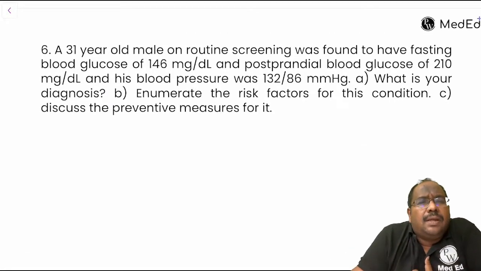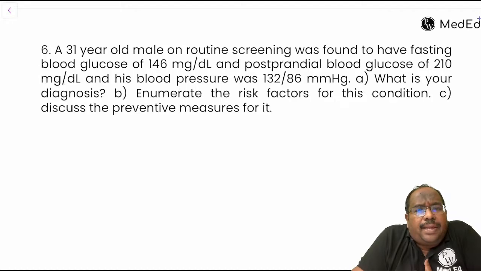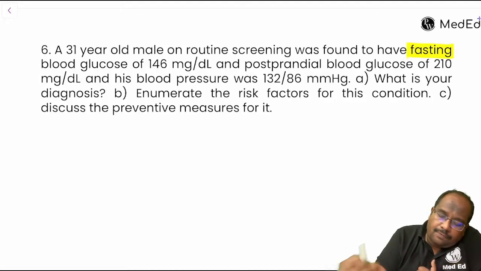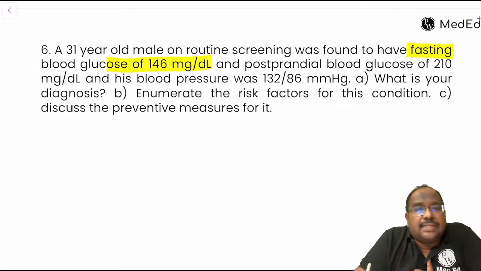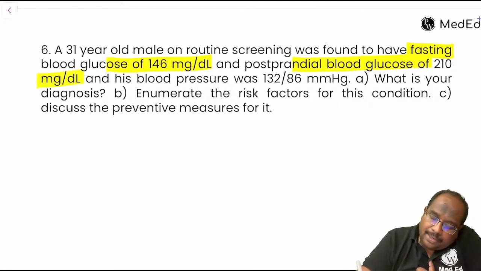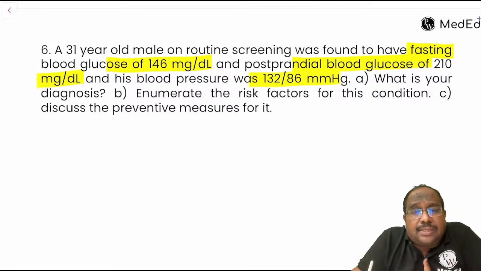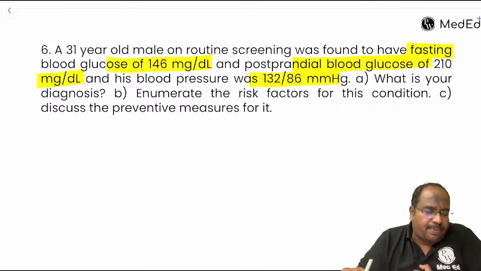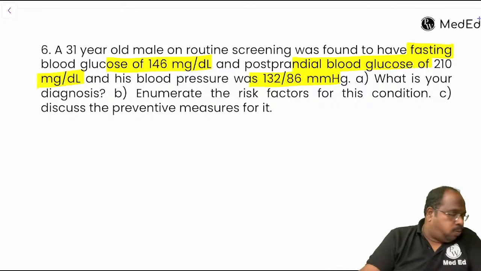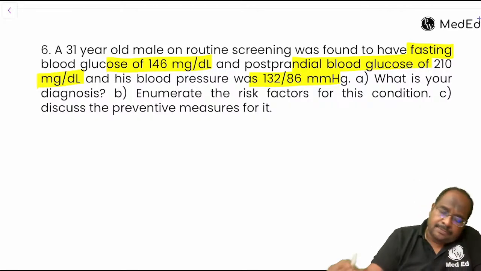A 38-year-old male on routine screening was found to have a fasting blood sugar of 146, a postprandial blood sugar of 210, and a blood pressure of 136/86. What is your diagnosis? Enumerate the risk factors for this condition and discuss the preventive measures. Can you tell me what the diagnosis is?